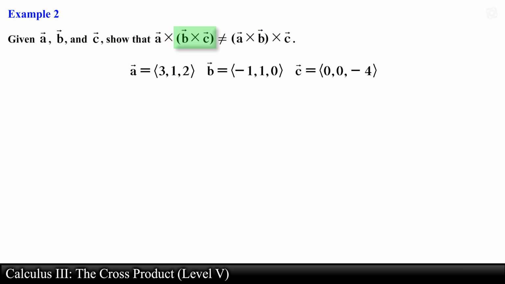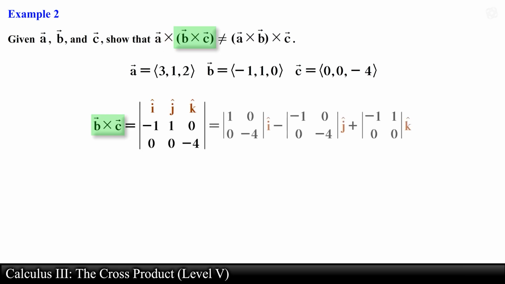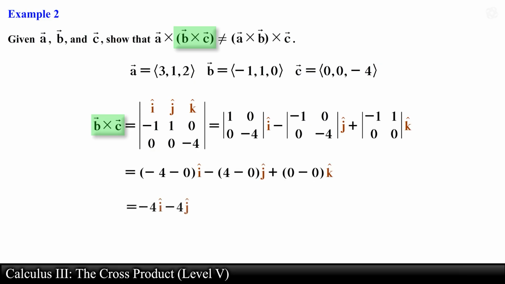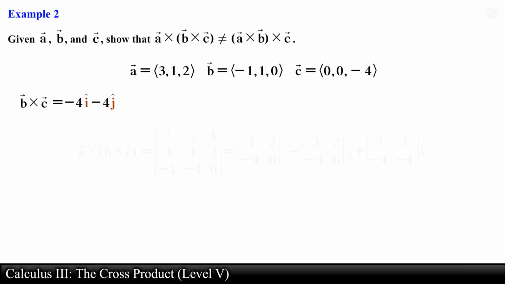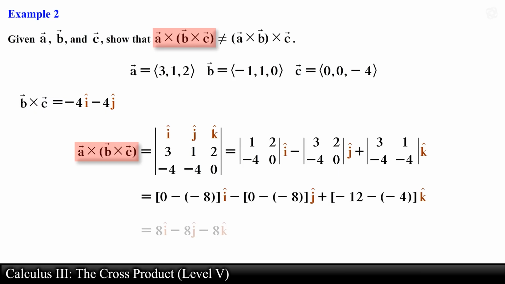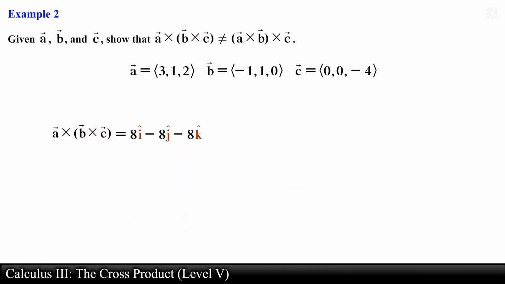So we first find an expression for vector B crossed with vector C. Then we take vector A and cross it with this vector. Doing that, we obtain the following vector.